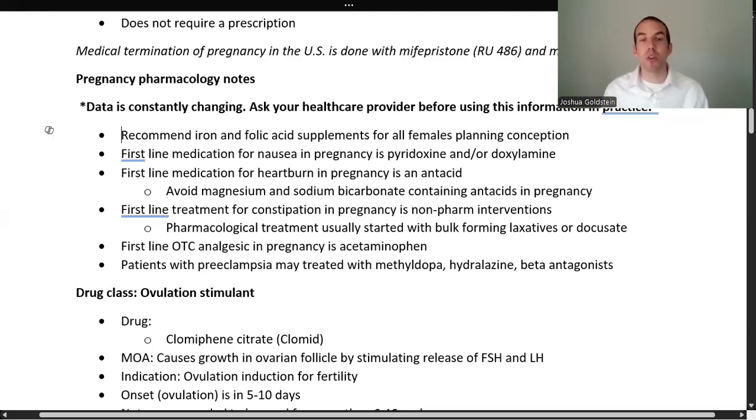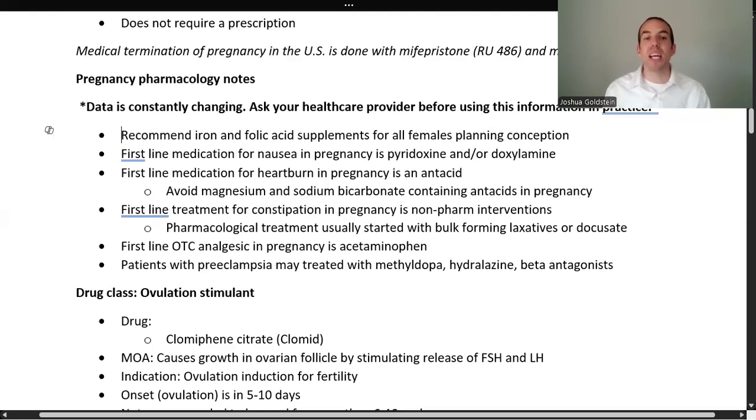So now we talked about preventing pregnancy. We talked a little bit of overview about once you're pregnant. Let's talk about becoming pregnant. So the first drug class we have is ovulation stimulant. This is to help people become pregnant. The first drug we're going to talk about is clomiphene, which is known as Clomid. This drug causes growth in the ovarian follicle by stimulating the release of FSH and LH.